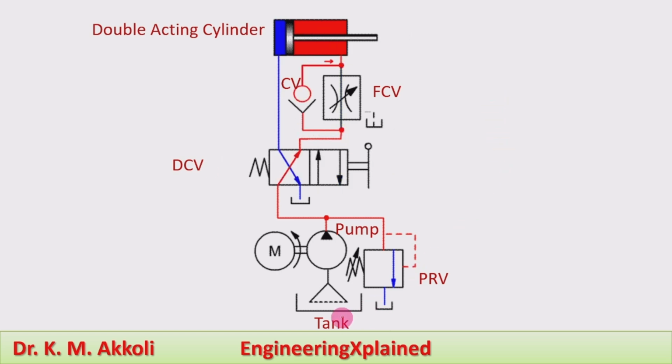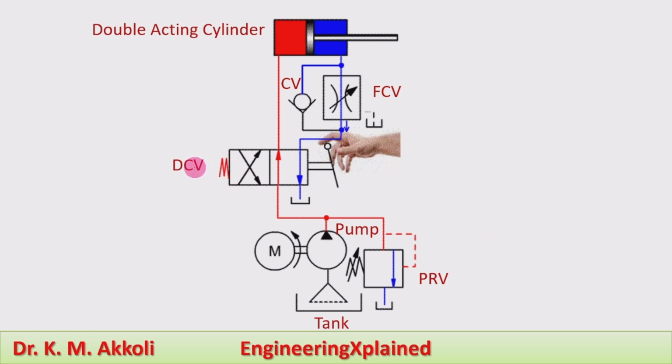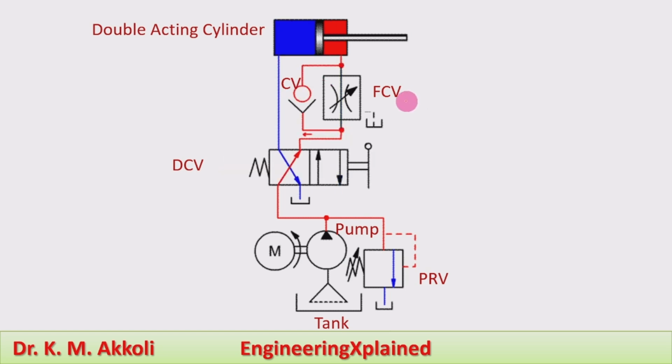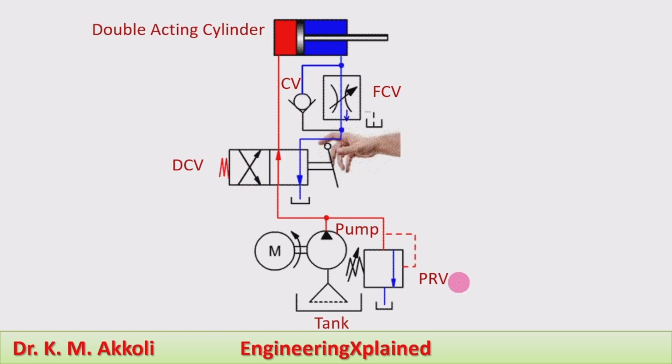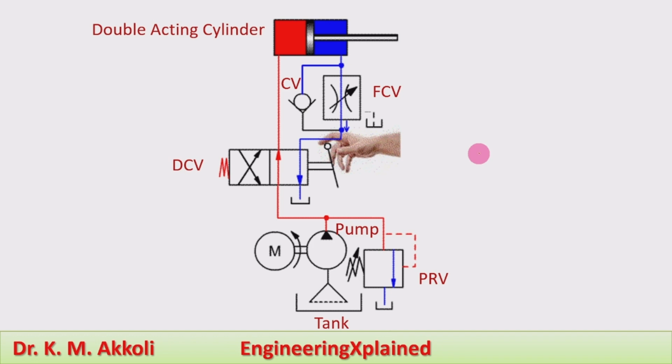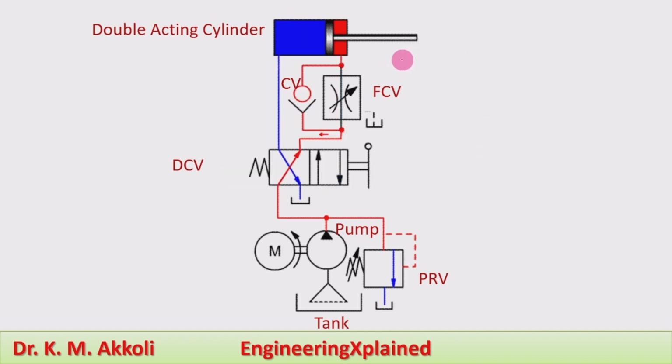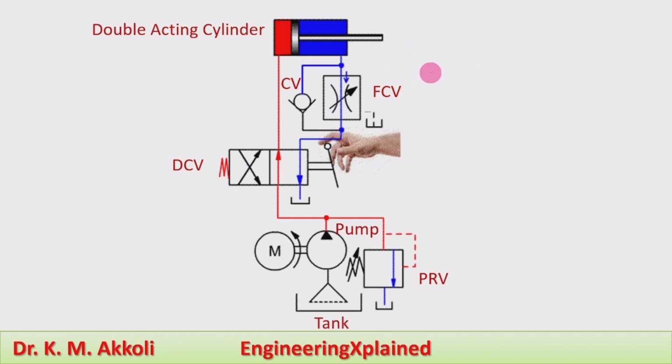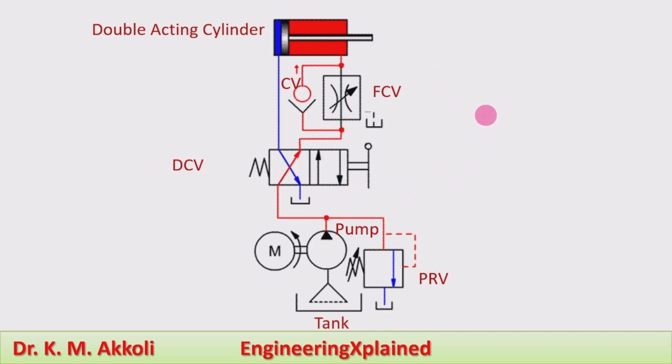It has a tank, pump, direction control valve, check valve, flow control valve, double acting cylinder, and pressure relief valve. And this meter out circuit is used to control the speed of the double acting cylinder by controlling the outlet flow from the cylinder. This can be explained with the two positions of the direction control valve.